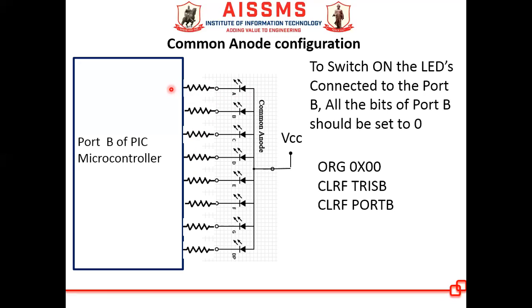So it will configure RB0 as output bit, and then you can switch on that particular LED using an instruction BCF, bit clear file, PORTB comma 0 comma 0. So this is the way in which you can individually switch on an LED. So these are the two configurations and the assembly language programs associated with it.